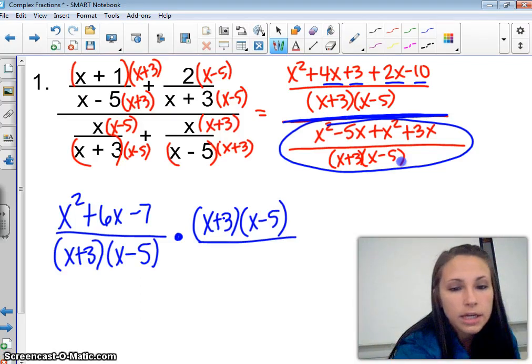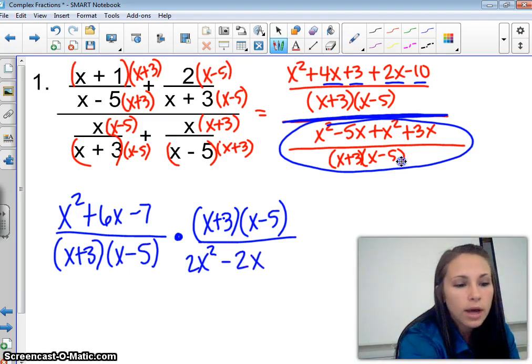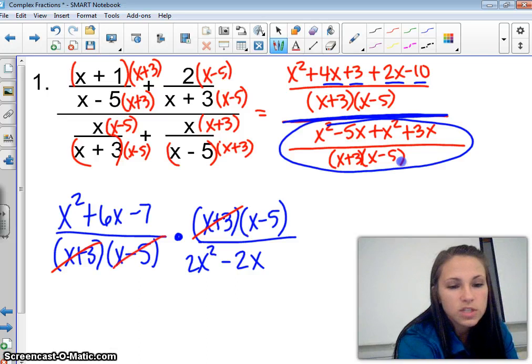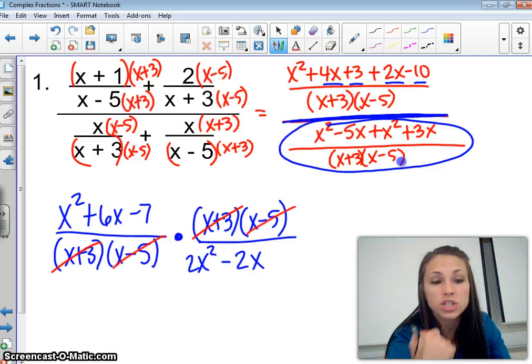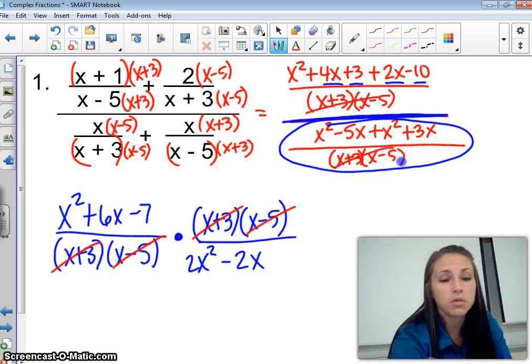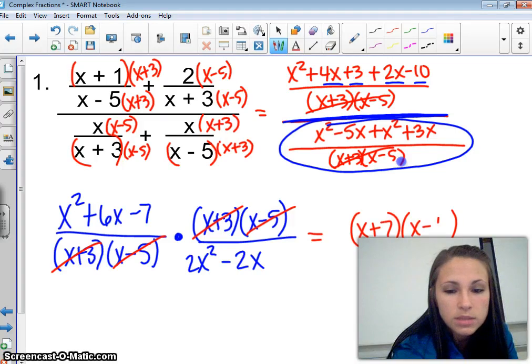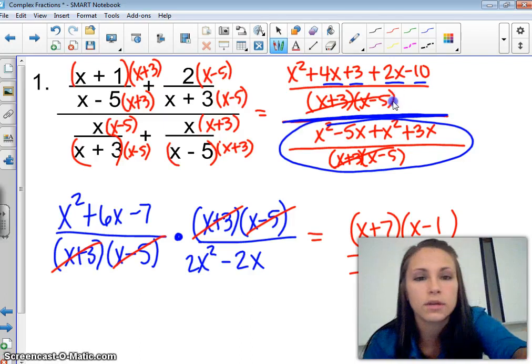When I combine like terms, the x squareds are going to be 2x squared. Negative 5x plus 3x is just a negative 2x. And see, this is why my x plus 3's and x minus 5's can cancel, because when I flip and change the sign to multiply, it'll cancel. So you could go ahead and cancel them there. Either way is fine with me. I'm going to factor the top of that first fraction. That's going to factor into x plus 7 and x minus 1. And I can take out a GCF, not of negative 2. Whoopsie.